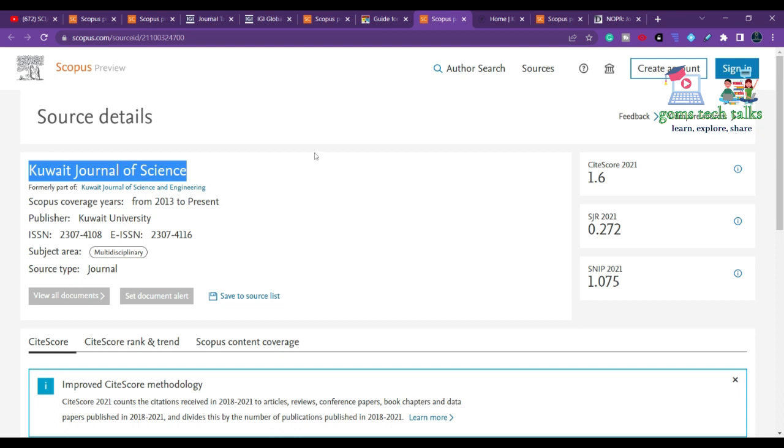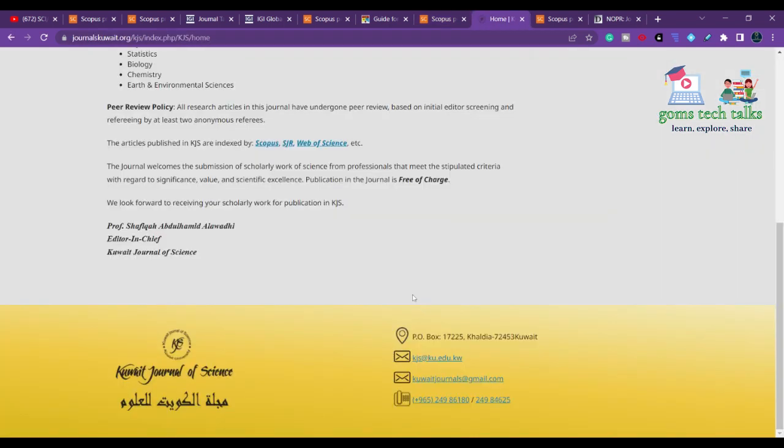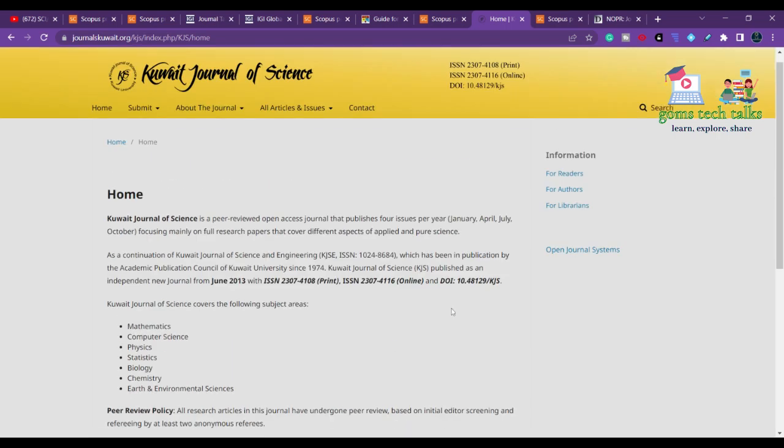journal, Quiet Journal of Science. So here, this is a free journal. That is, you can submit your article. If your article is accepted, you don't have to pay any cost for publishing in this journal. So here you can see that publication in the journal is free of charge.